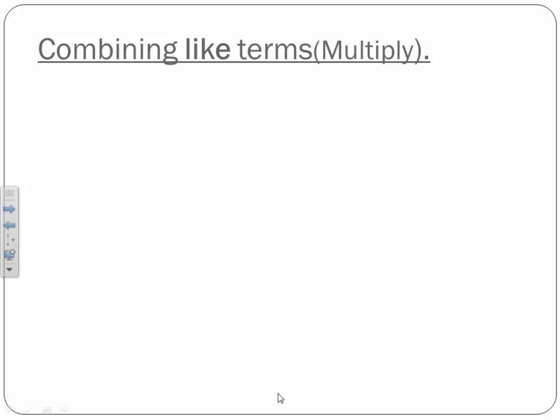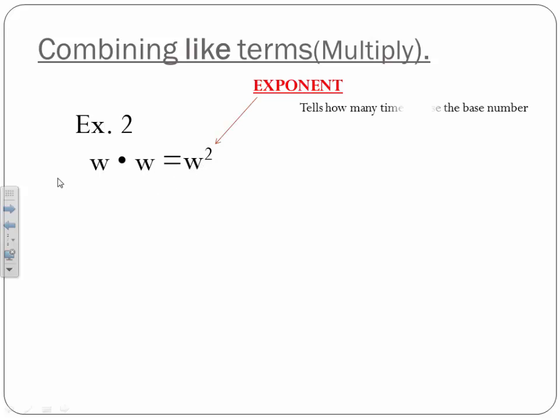Otherwise, we're flipping. Okay, so we're going to combine like terms now using multiplication. So we added on the other side, we're going to multiply here. W times W. Remember, when we're multiplying, then we use exponents. So the 2 in this case is an exponent. It's W squared. An exponent tells you how many times you use the base number. The ones are the exponents, even if you don't see them. The base number in this case is W.